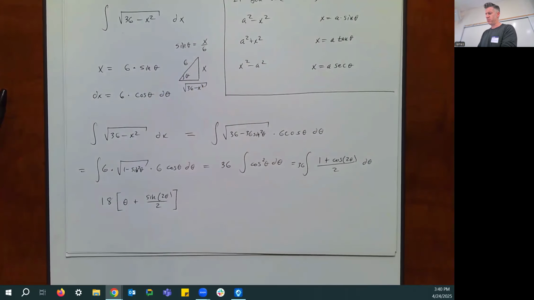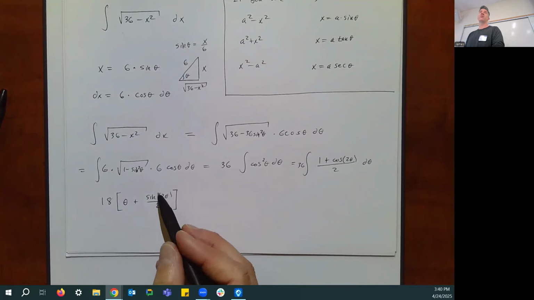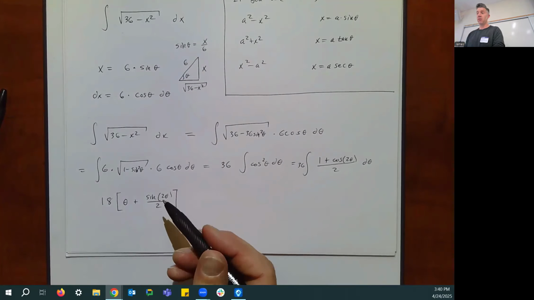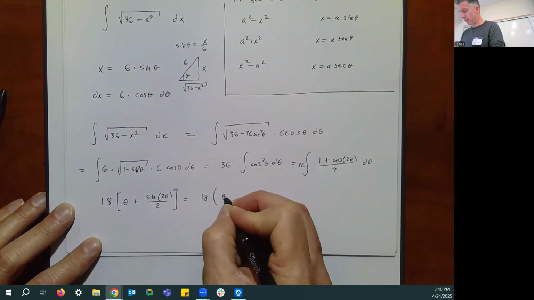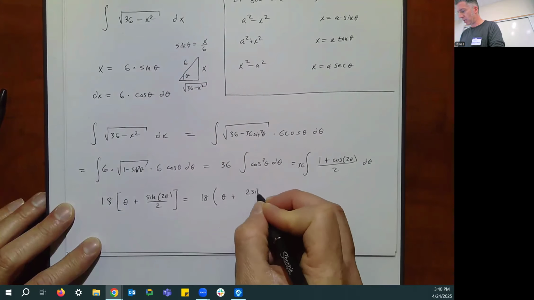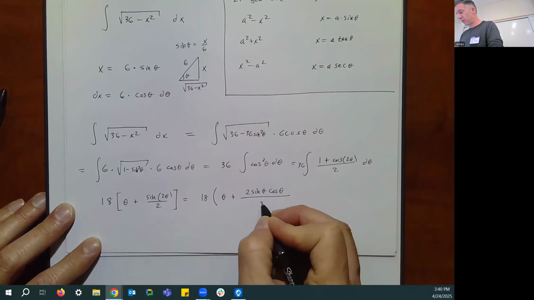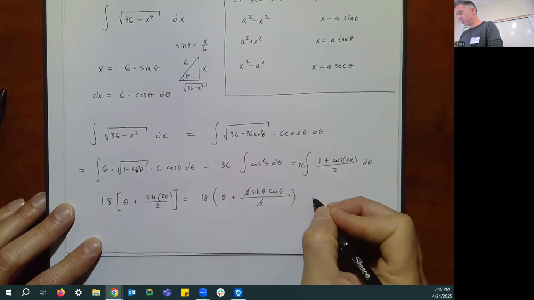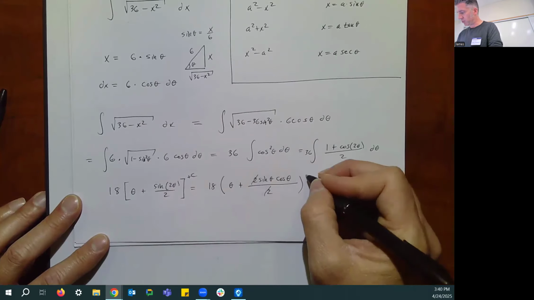But I have a problem. I have sine of 2 theta, not sine of theta. To get around this problem, we have to use the double angle identity for sine. So this ends up being 18 times theta plus 2 sine theta cosine theta, that's the double angle identity for sine, and then still divided by 2. So I end up getting, and I should have a plus C, terrible.